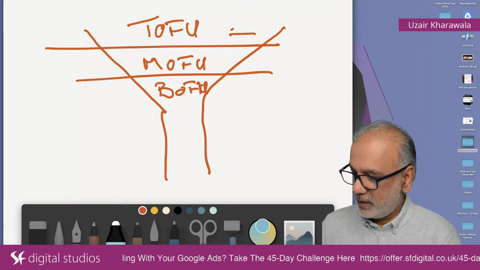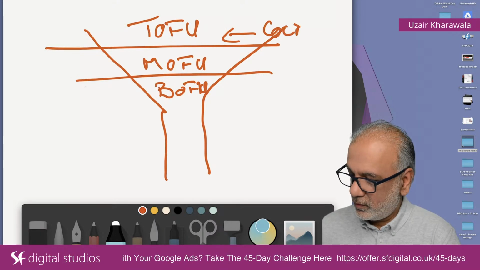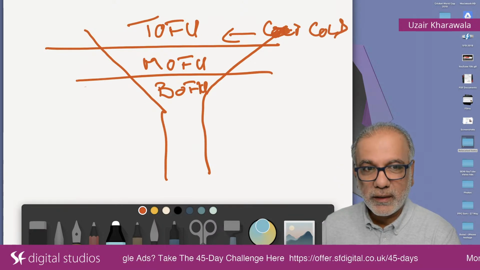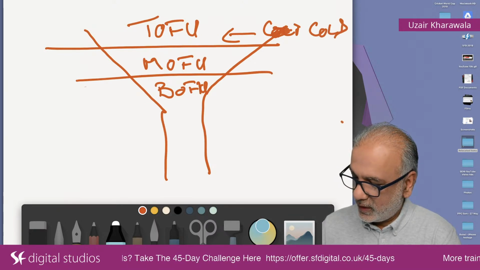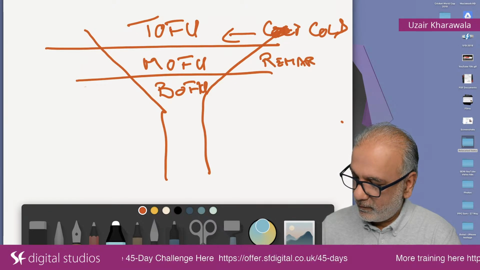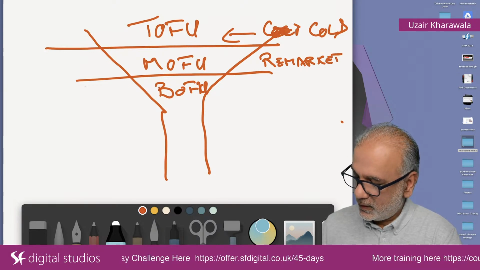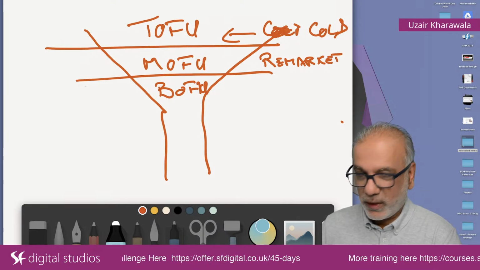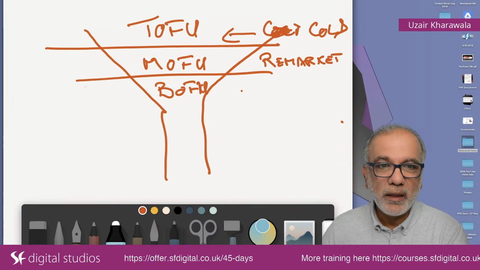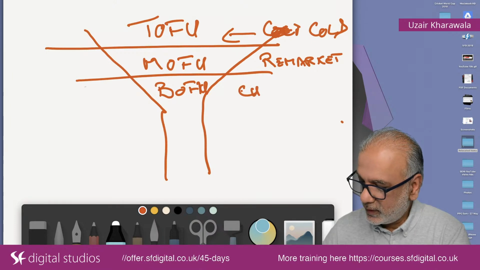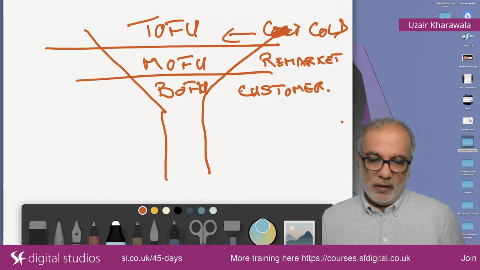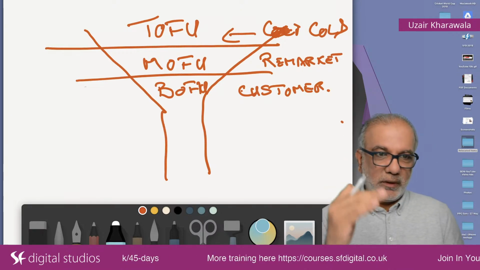So this is where the cold traffic is. Then this is where we can pretty much remarket to them, and this is our prospect, who is the most likely to become a customer, and this is where they become a client or a customer. Right? So these are your 3 stages.